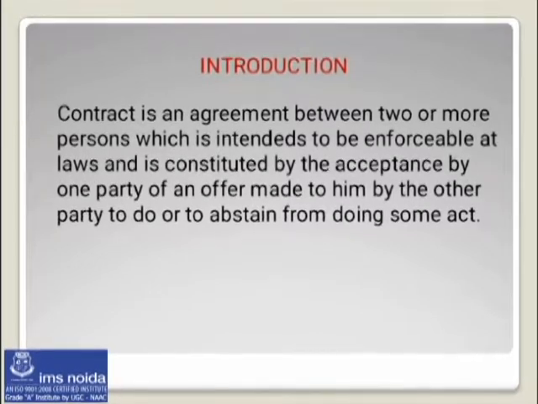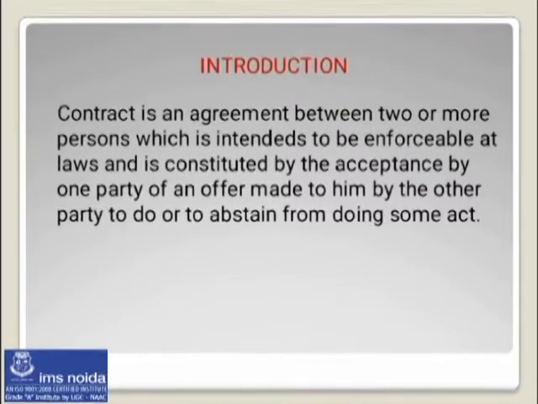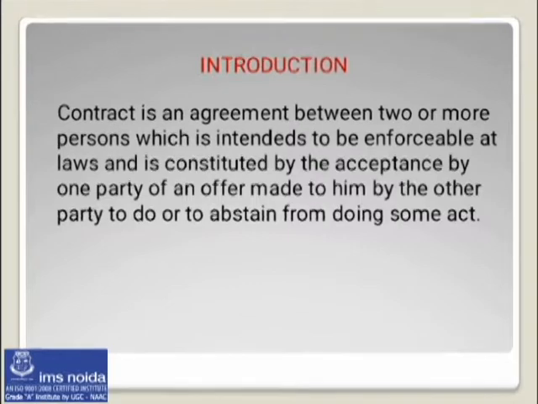Under the Indian Contract Act, Section 2, Subclause H defines a contract as follows: an agreement enforceable by law is a contract. So, what does this definition imply? It implies that a contract is a legally enforceable agreement. Thus, a contract consists of the following two elements: first, agreement, and second, legal obligations arising out of the agreement.